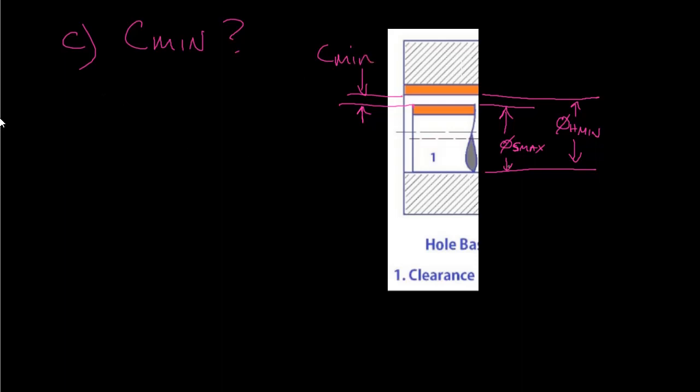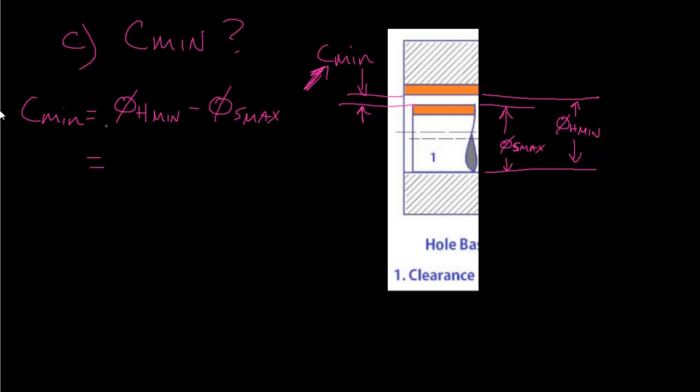Okay, so I think now that we have a visual here, we can write a formula for this value pretty easily. So the minimum clearance is going to equal the diameter of the hole minimum minus the diameter of the shaft maximum.